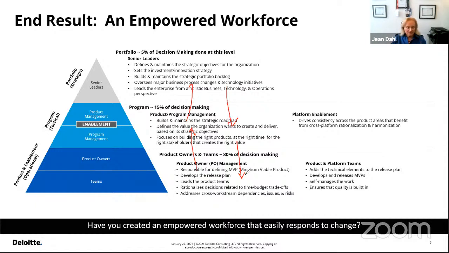So from my perspective, ask yourself, are you empowering your workforce to get this done? And if you're not, we probably need to talk. I'll be more than happy to discuss your situation and give you some tips and pointers. Just let me know. Like I said, I gave you my email address.